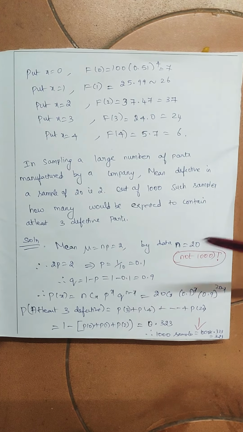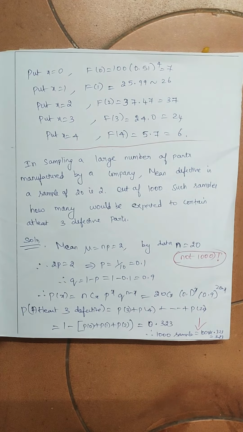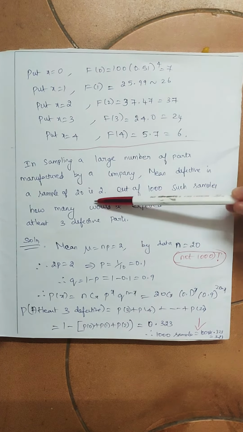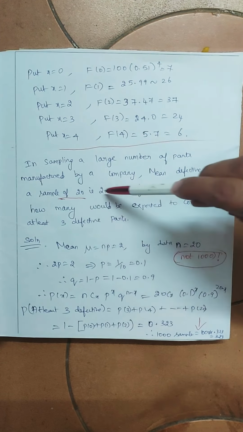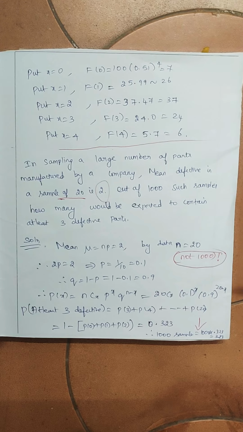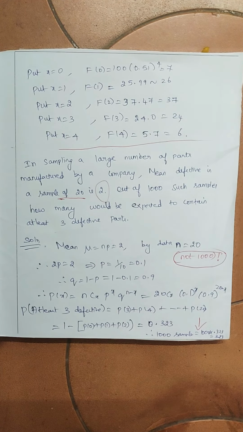Coming back to the next question. In sampling a large number of parts manufactured by a company, the mean defective of a sample of 20 is 2. In a sample of 20, the defective is 2. Out of 1000 such samples, how many would be expected to contain at least 3 defective parts? Now again, you can pause and find out which type of distribution it is.